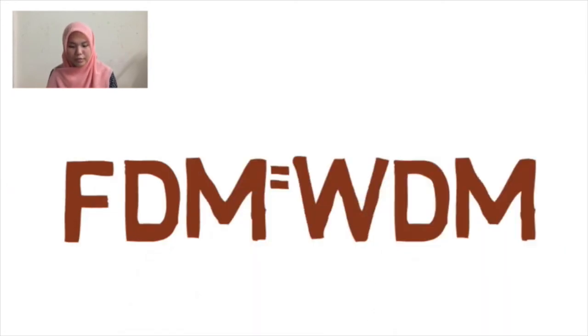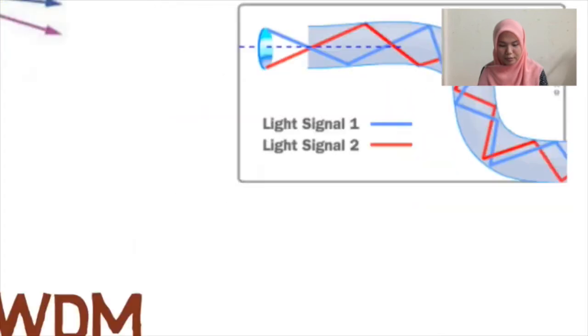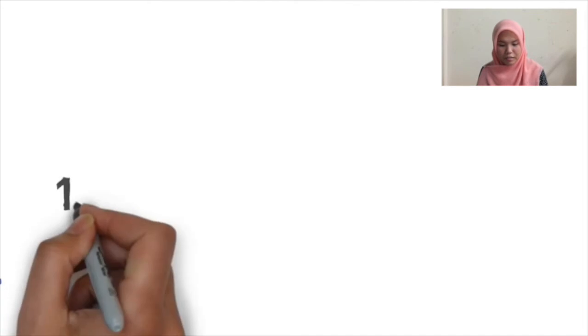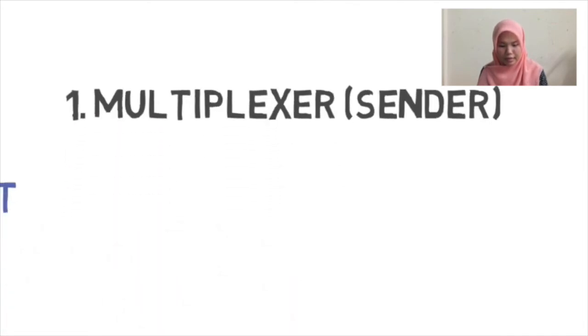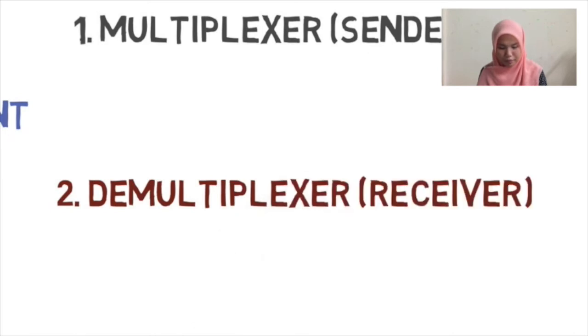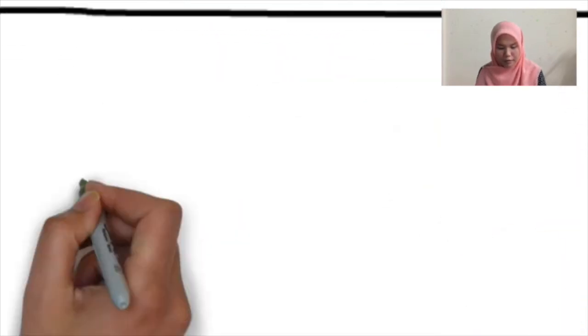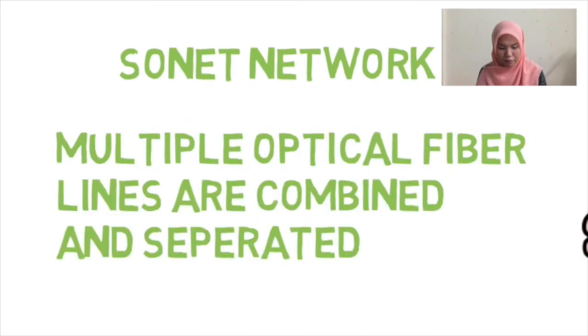WDM is conceptually the same as FDM, except that multiplexing and demultiplexing involve optical signals through fiber optic channels. Multiplexing actually has two elements. First is the multiplexer on the sender side, and second is the demultiplexer on the receiver side. On the sender side, narrow bands of light are combined to make a wider band of light, and at the receiver side, the signals are separated by the demultiplexer. The application of WDM is in networks. Multiple optical fiber lines are multiplexed and demultiplexed.